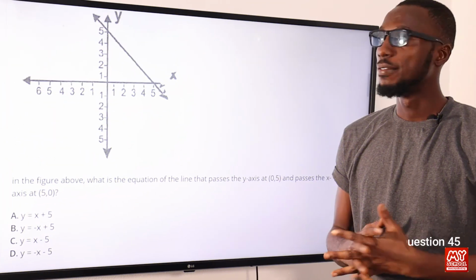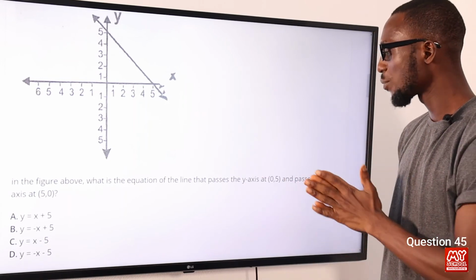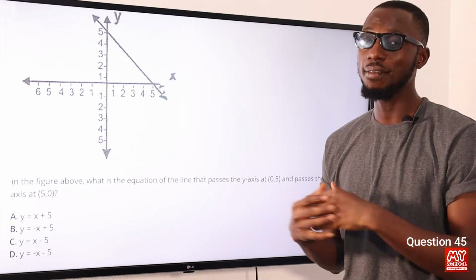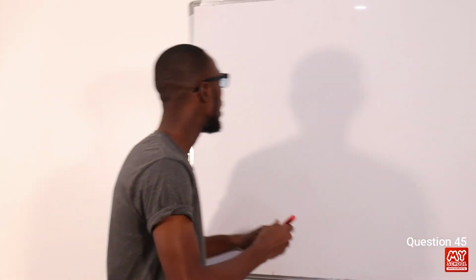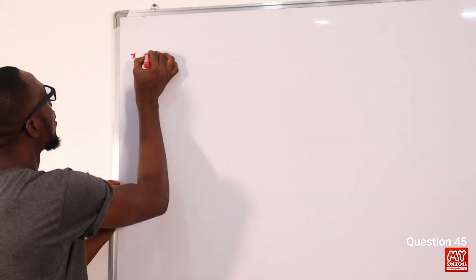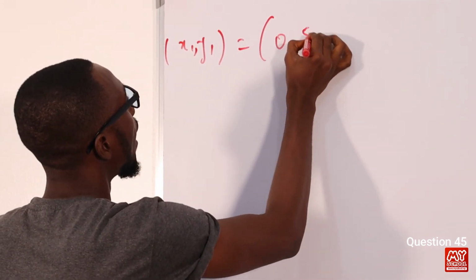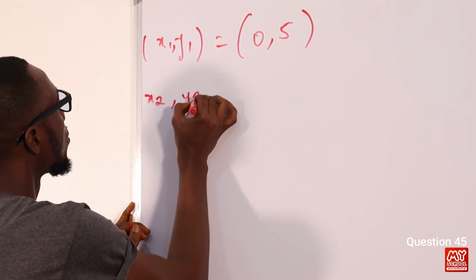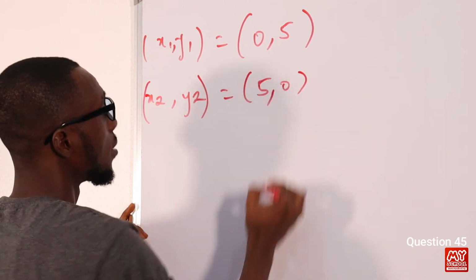Question 45. So in the figure above, what is the equation of the line that passes through the y-axis at 0, 5 and passes through the x-axis at 5, 0? So we have 0, 5 and 5, 0. So that implies x1, y1, right? Because 0 and 5, okay? x2, y2, we have it as 5, 0.